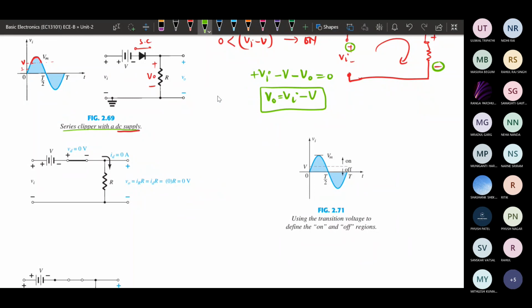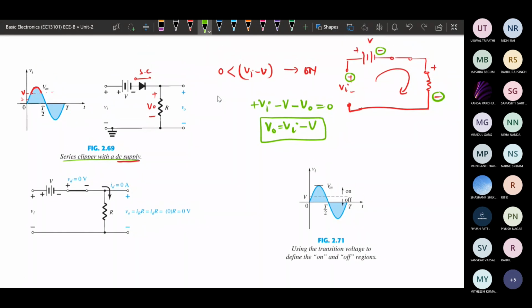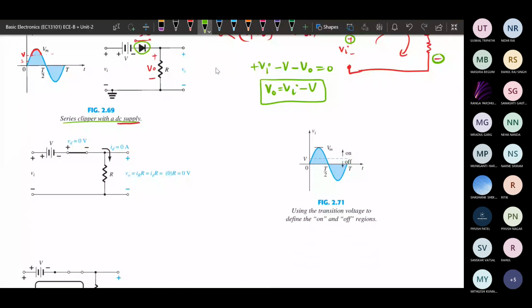To decide the switching point at which the diode will be on, we consider the current flowing to be 0, and at that time the voltage across the diode is 0 because it is on. Initially, if it is off, the current flowing is 0, but there will be a point at which the current flowing will be some positive value.